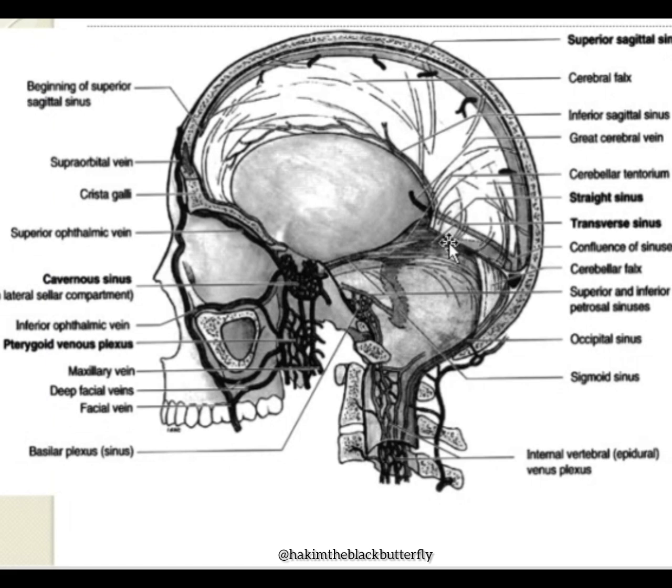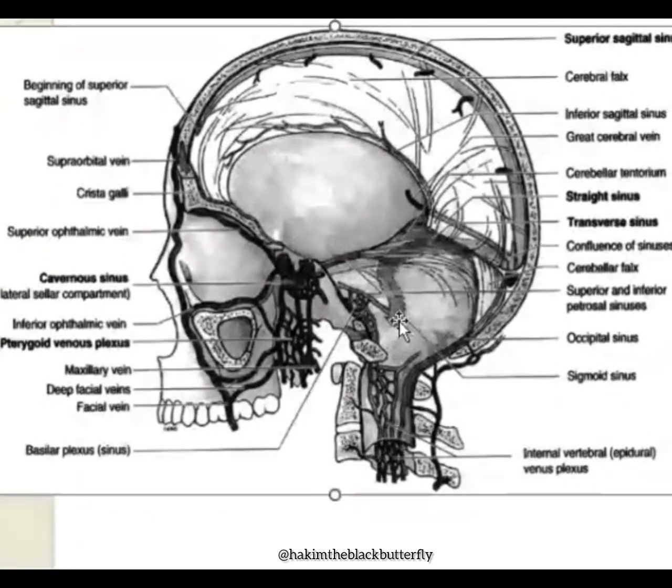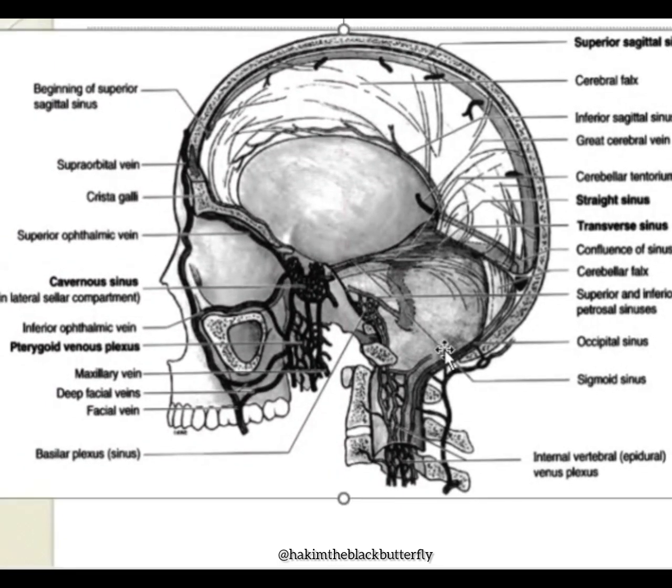What is the name of this sinus which takes away blood from the confluence of sinuses? There are two, one on the right, the other one on the left. What are their names? Transverse sinus. And when they reach the temporal bone, what do they form? They form the sigmoid sinus. And then what does the sigmoid sinus communicate with? In this opening, what is this opening? The cavernous sinus.